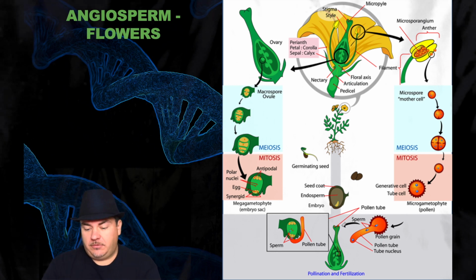The pollen grain will land on the stigma and will grow a pollen tube. This pollen tube will grow down to be able to reach the ovule. The pollen tube will then deliver sperm to the egg, and the sperm will fertilize the egg, resulting in the diploid embryo, which is the next generation, the sporophyte generation.